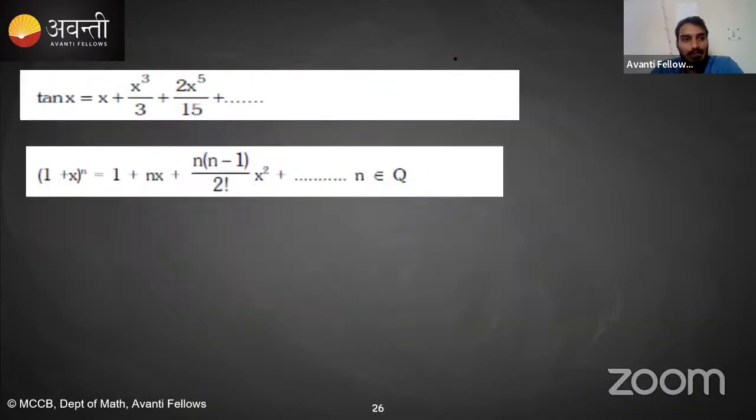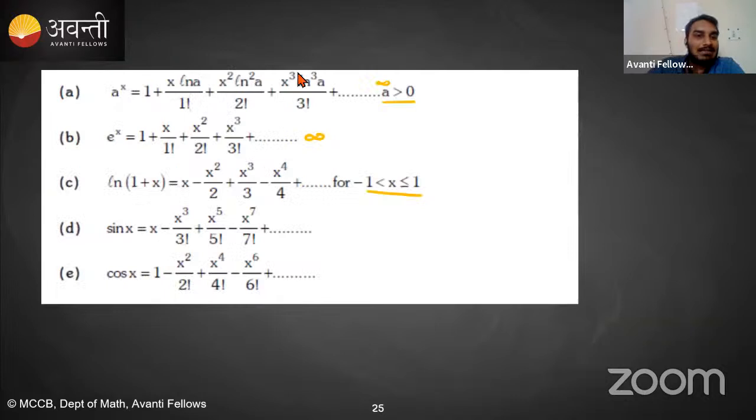Similarly, tan x has the expansion x plus x cube upon 3 plus 2x raised to the power 5 upon 15. And 1 plus x raised to the power n, where n is a rational number, is 1 plus nx plus n into n minus 1 upon 2 factorial into x square and so on, up to infinity. So these are the series that you have to remember. I'll tell you the importance of it.